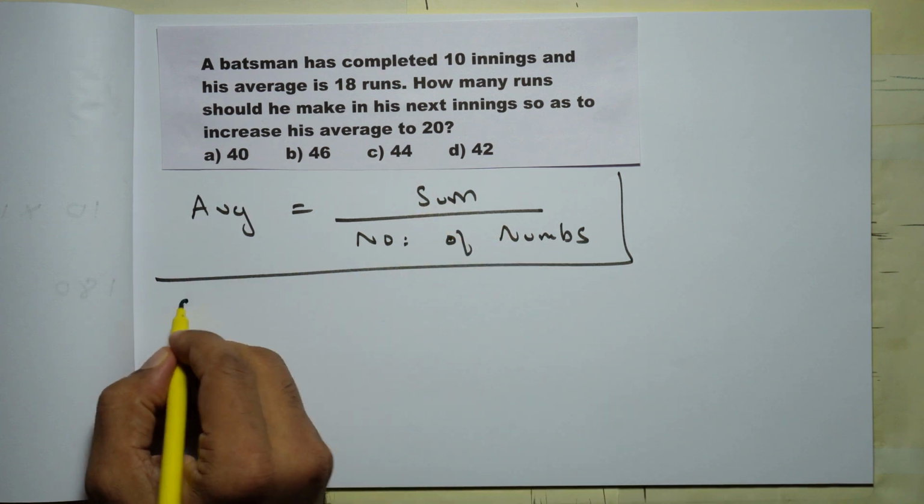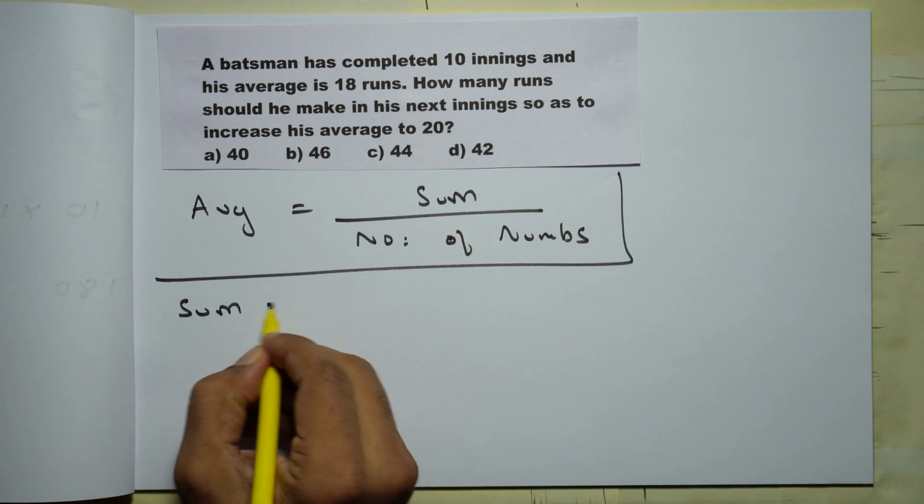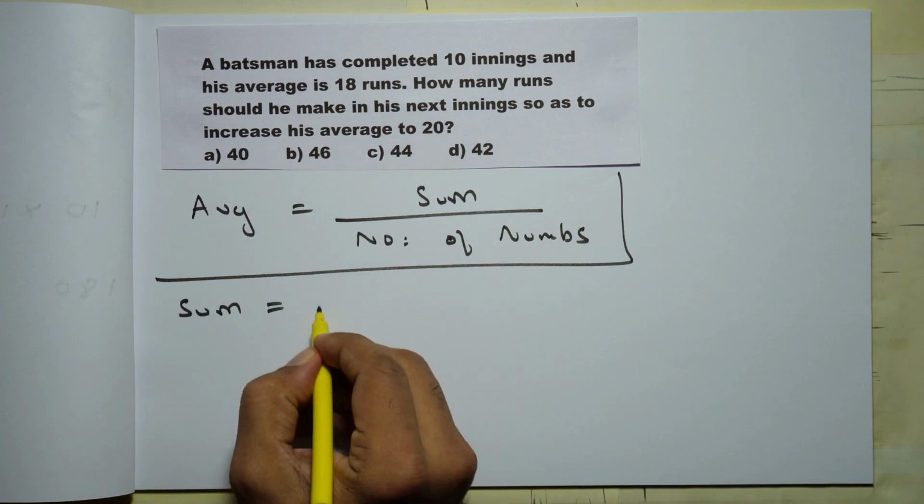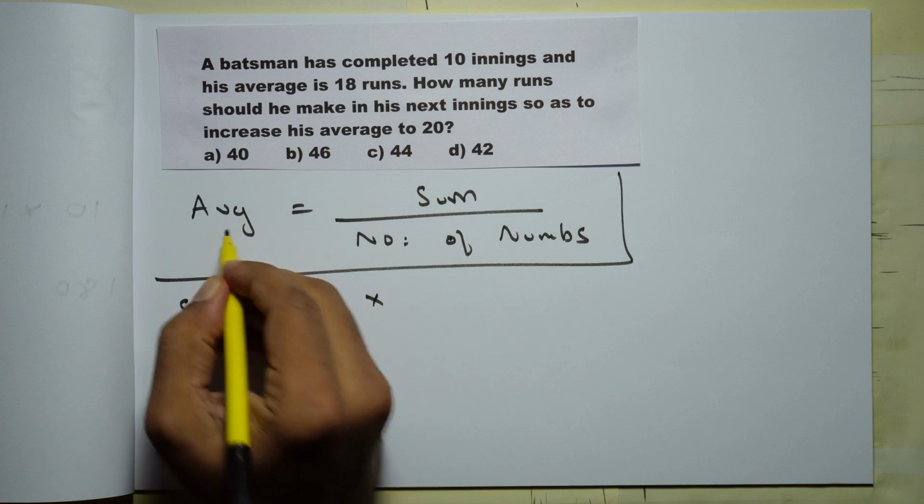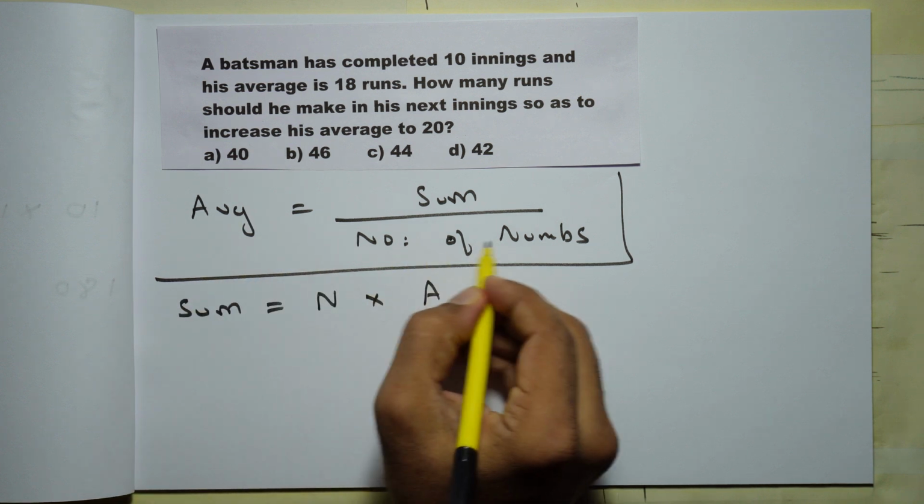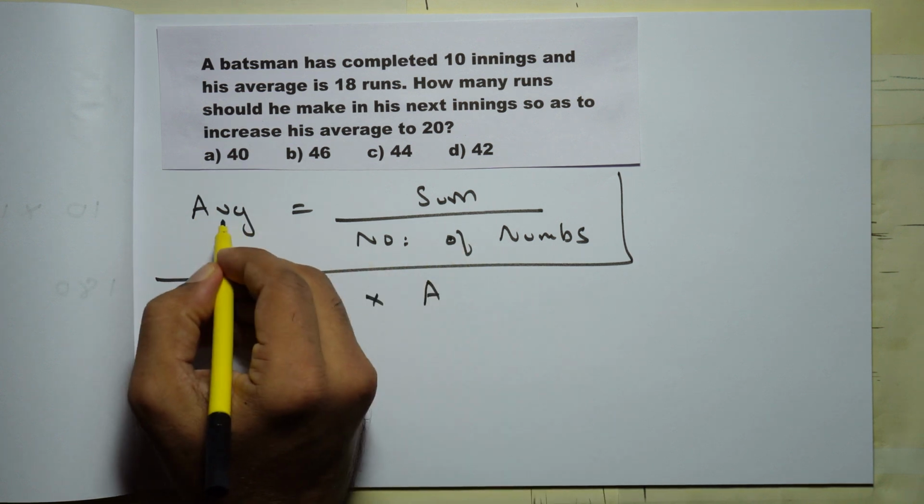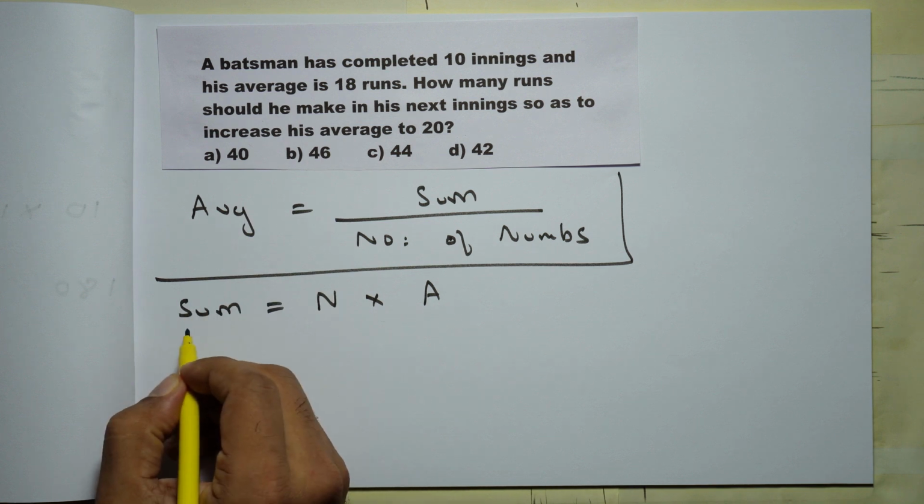So you can also write like this. The sum of the numbers is equal to the number of numbers, I'll just write it as n, into their average a. So number of numbers n into their average a gives you the total sum.